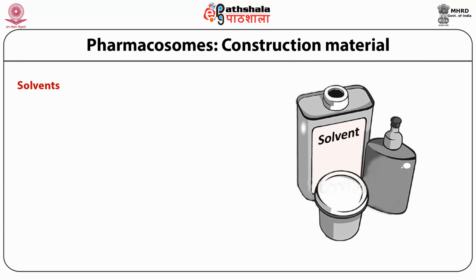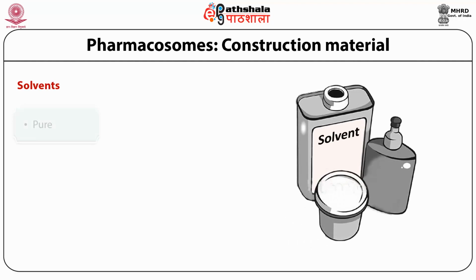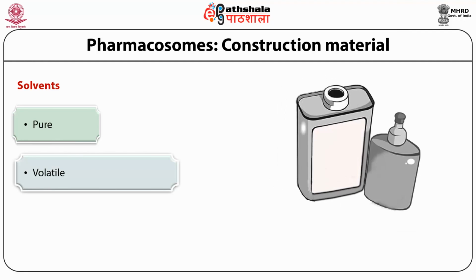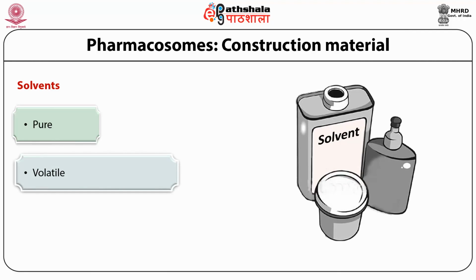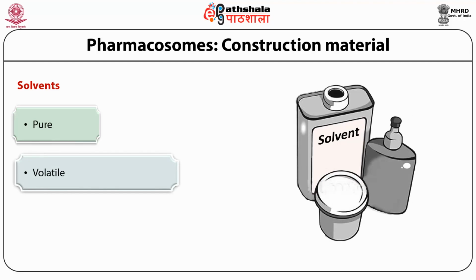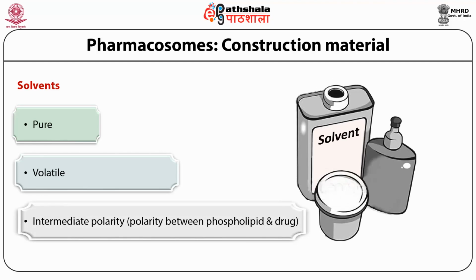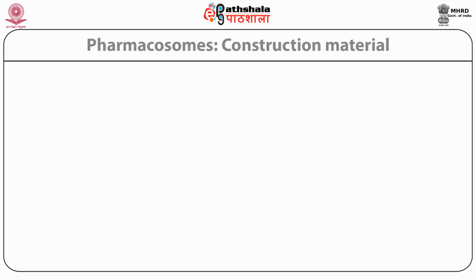Solvents. The solvents used in the formulation of pharmacosomes must be pure and volatile in nature. Purity means that it must be free from any toxic material or any toxic agent, even in the concentration of ppm. So a solvent having a polarity between phospholipid and drug is normally chosen for pharmacosome preparation, so that it can dissolve both the phospholipid as well as the drug.